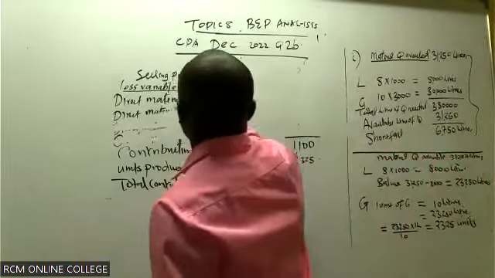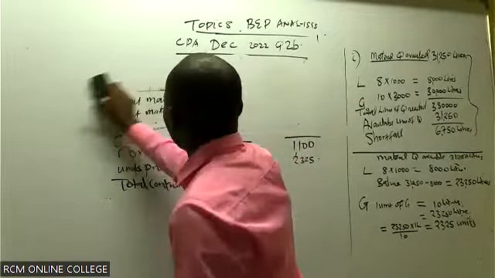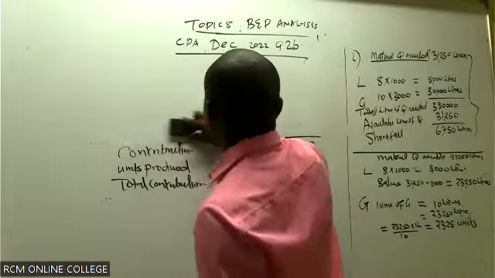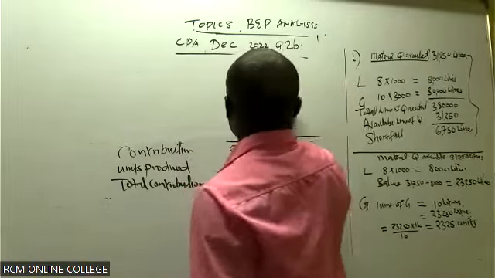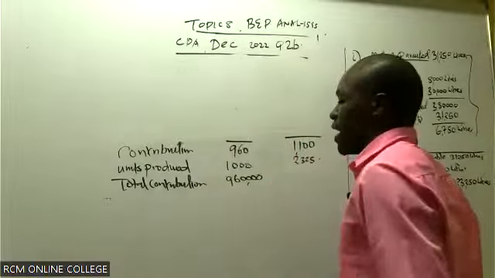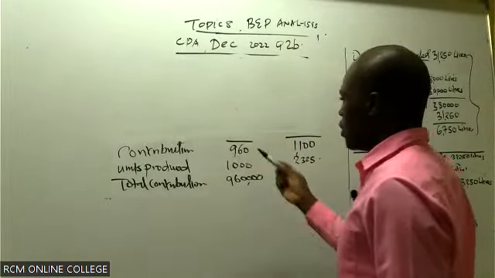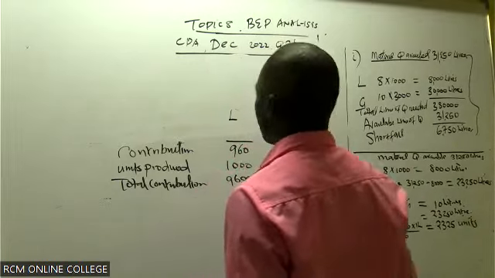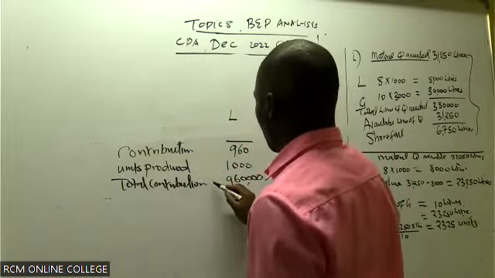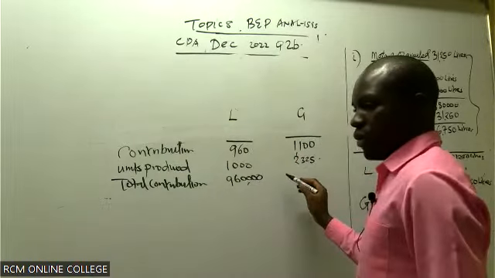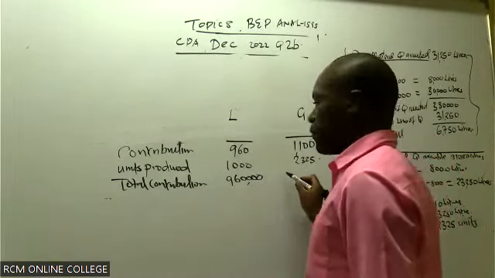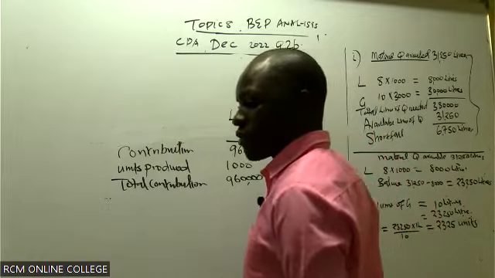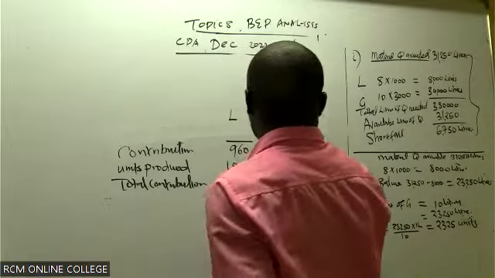Let me make you understand now. You've done Roman 2. You got the right figures, contribution. Start from that point. Start from here. You'll still get your full marks. Start here: contribution of L, contribution of G. Then you give us units produced, total contribution. Calculate TV. You'll still get your full marks.